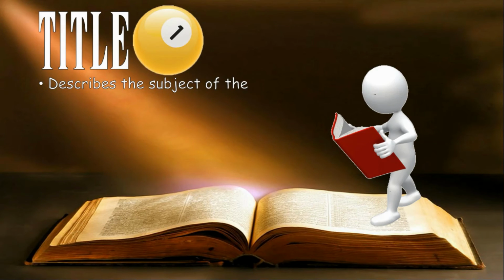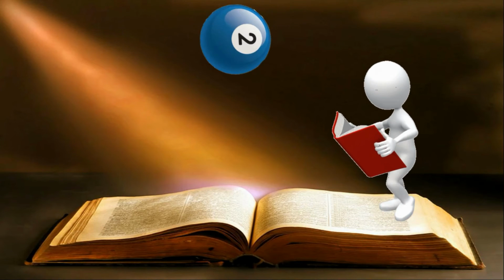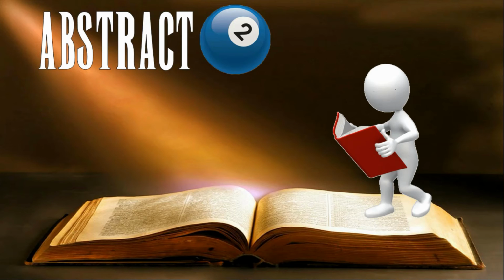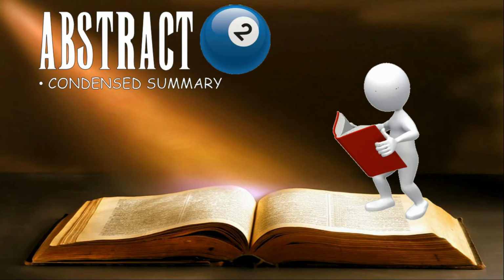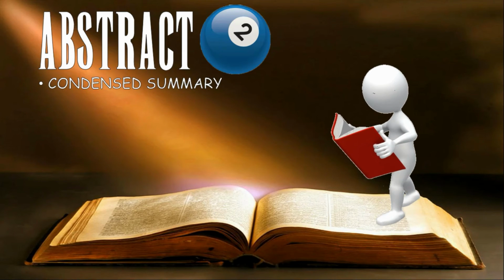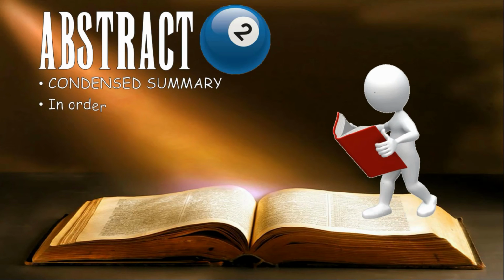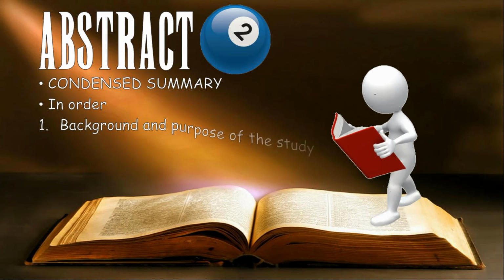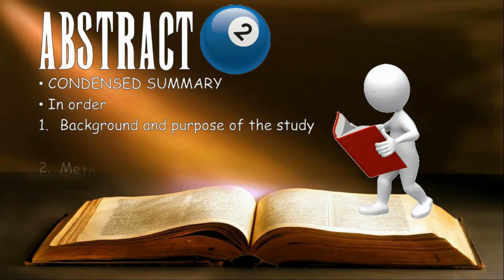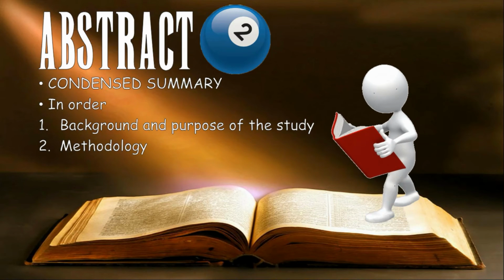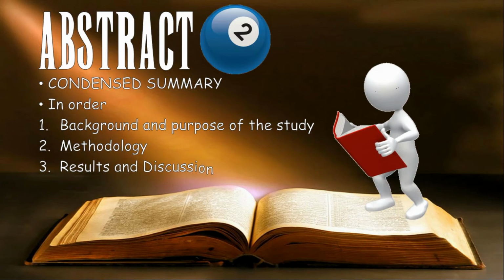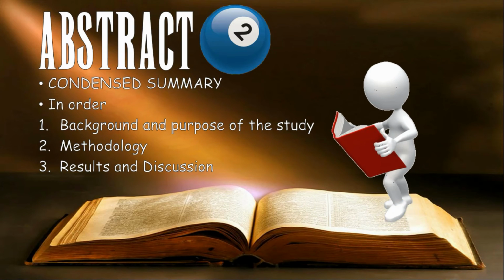Now, let's go to our next element. The second element is called your abstract. Your abstract contains a condensed summary of your research. So, in order siya, guys. What specific order? First would be the background and purpose of the study. Second would be the methodology. And third would be the results and discussion of your study. So, that is your second element, abstract.